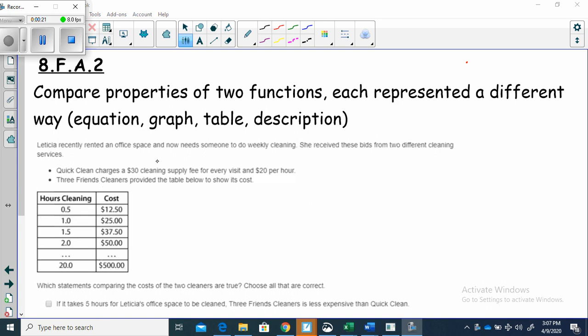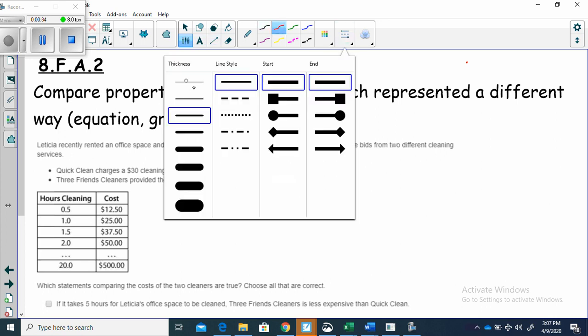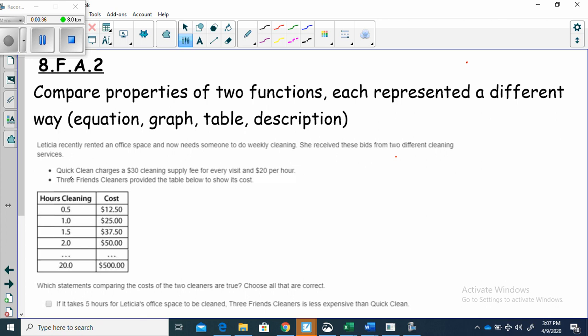Let's look at this first one. Letitia recently rented an office space and now needs someone to do weekly cleaning. She received these bids from two different cleaning services. Quick Clean. Now, anytime we're dealing with this, make sure that you label everything very closely. We're going to start with this Quick Clean. Quick Clean charges a $30 cleaning fee, a $30 cleaning supply fee for every visit, and $20 per hour.